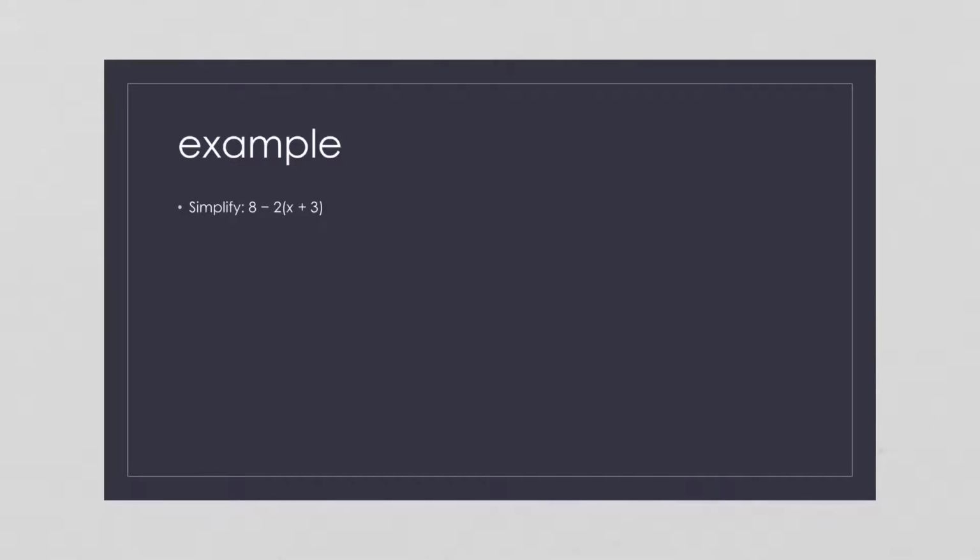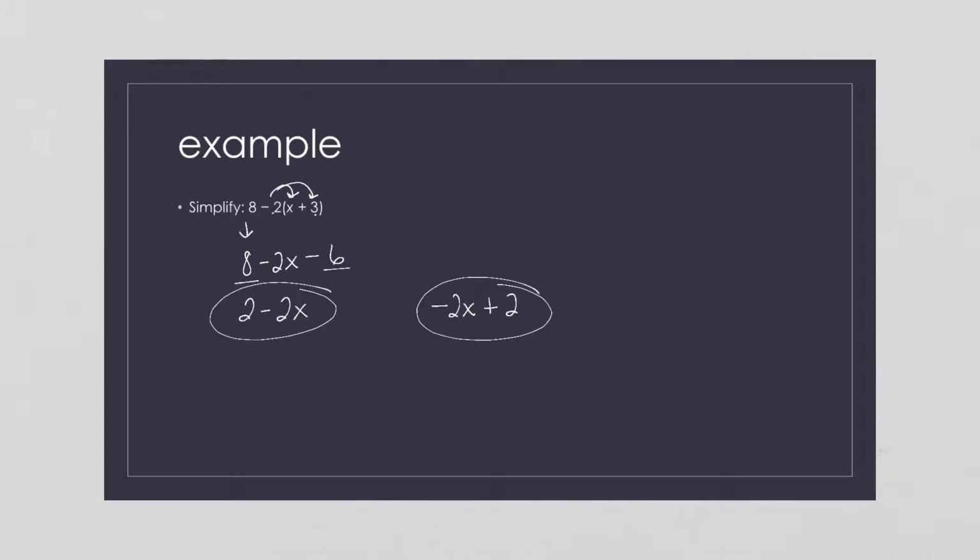Okay, probably the biggest mistake that I see here is that you guys try to do 8 minus 2 first, and that is not correct here. Bring this 8 straight down, distribute the negative 2. Negative 2 times x is negative 2x. Negative 2 times 3 is negative 6. Now, combine the like terms that you have. 8 minus 6 is 2. 2 minus 2x. Now, you could also have written this as negative 2x plus 2. Both of those answers that I circled would get you full credit on a test.